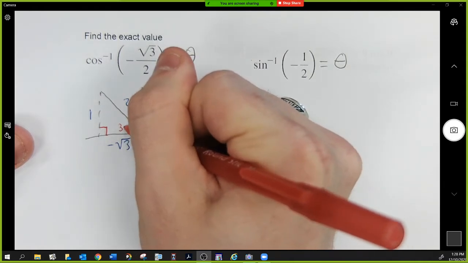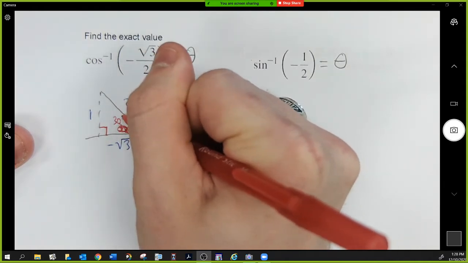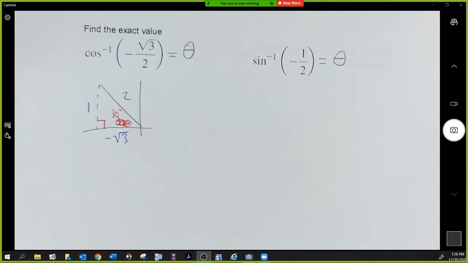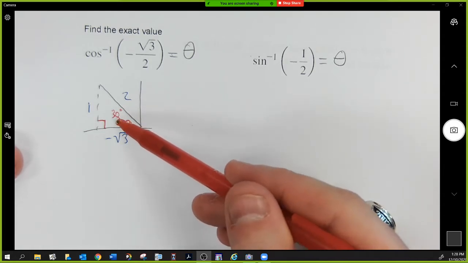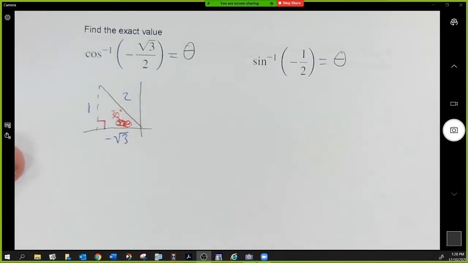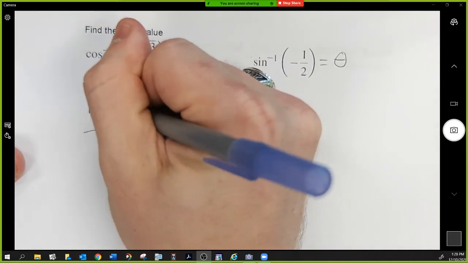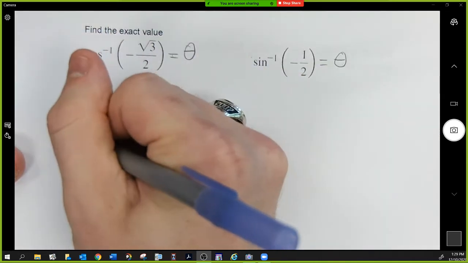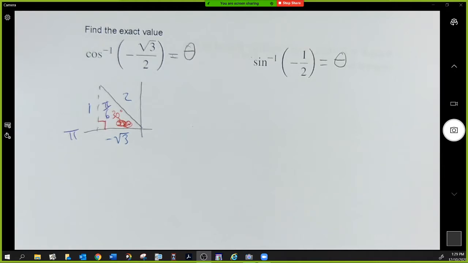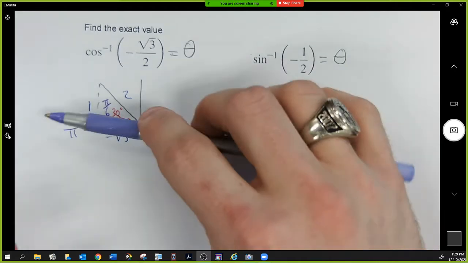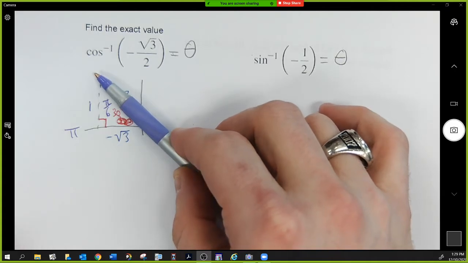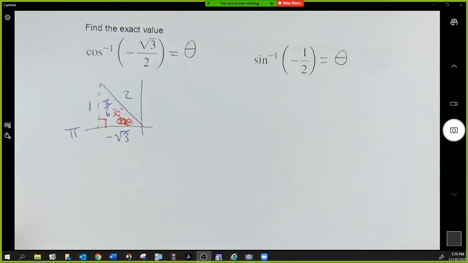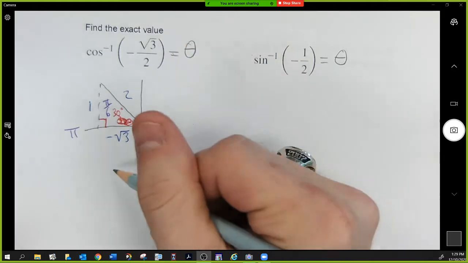Oops, that says 300. 30-degree reference angle in there. But I want to answer in radians, so 30 degrees would be pi over 6 radians. This would be pi over 6 in here. This is pi. So what I have here is a line that is a whole pi over 6 before pi. So what would that be? 5 pi over 6.